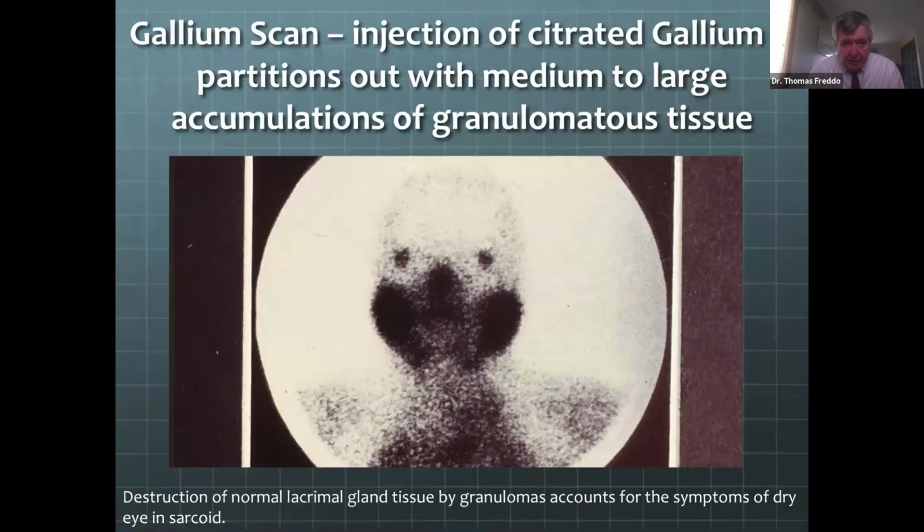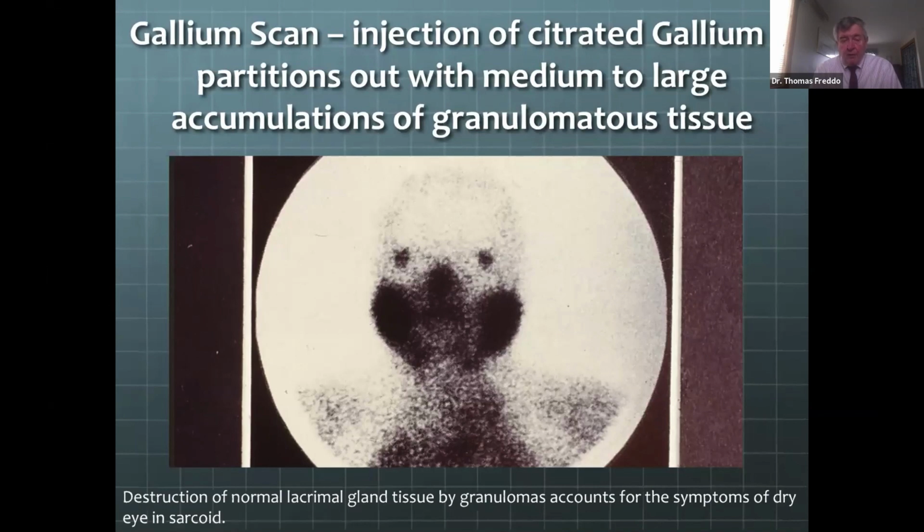And not in every case, but in some cases, a Gallium scan is called for in order to really make the diagnosis. Gallium-67, it turns out, partitions out with medium to large accumulations of granulomatous tissue. And so this is the classic panda sign in which the parotids are involved, and you can see the gallium being taken up in the mediastinal region of the thorax, typical for the distribution in sarcoid.